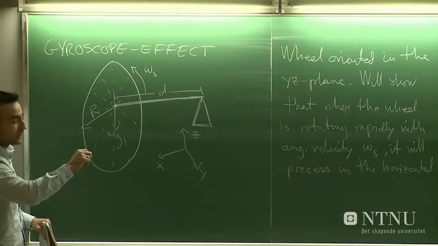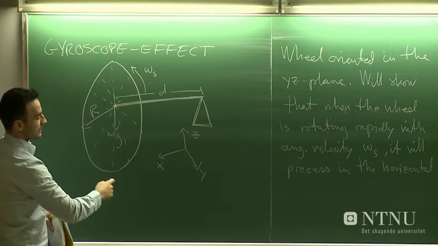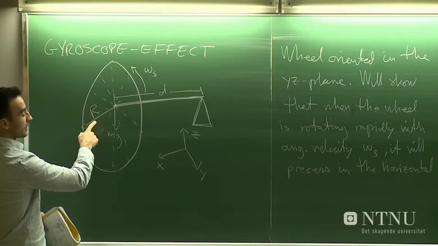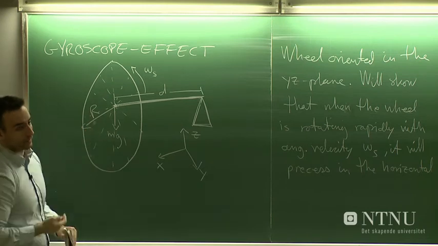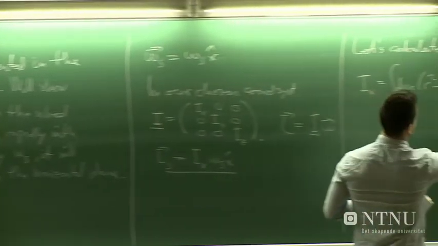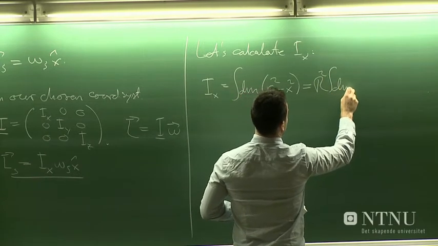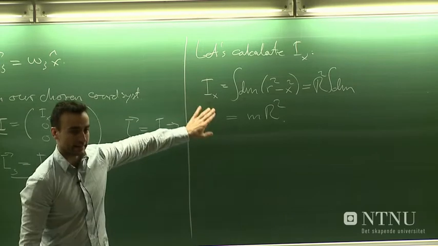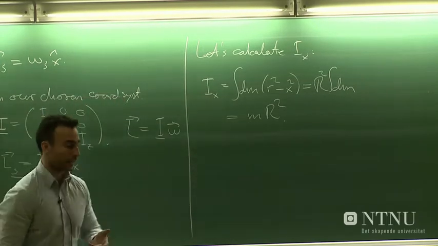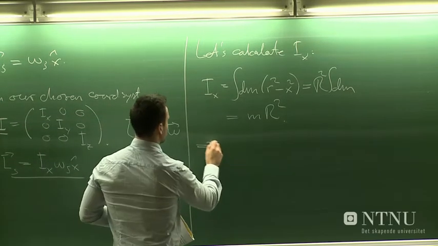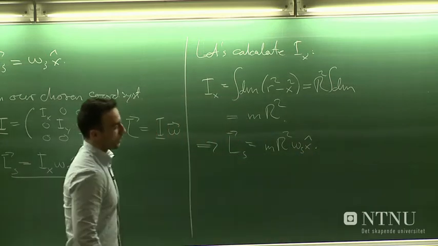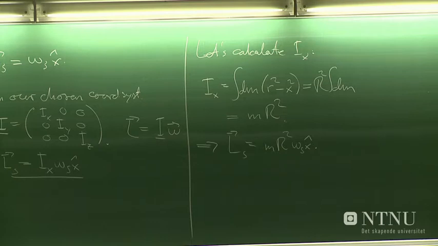So we have to consider the figure here. r is the position to each mass element of this wheel, and x is the distance to this element along the x-axis. So we see that r squared minus x squared is given by large R squared, just by forming this triangle. So we get this formula. The moment of inertia around the x-axis is just given as the mass multiplied with the radius squared of the wheel. So we have the following formula for the angular momentum associated with this rotating motion of the wheel.